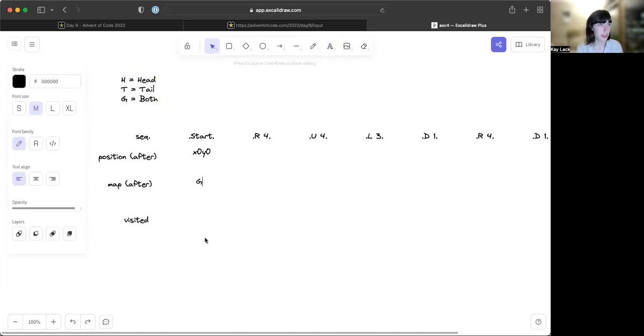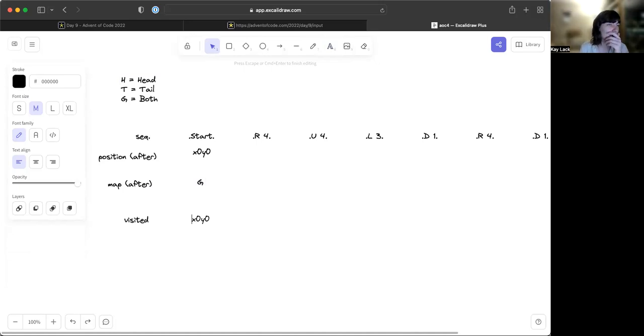So here we've got G at the middle of the grid. And in terms of visited, we visited x0, y0. And I think that's true. We visited the 0th cell. It doesn't really matter because we're going to visit it in the second one anyway.